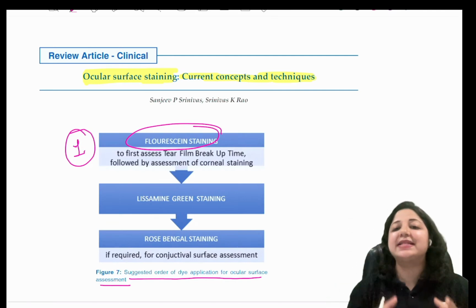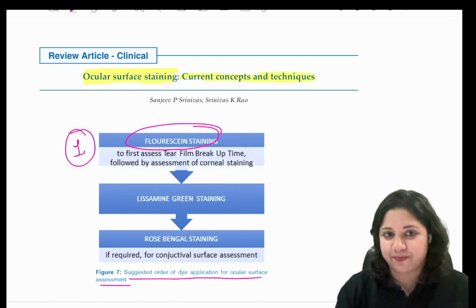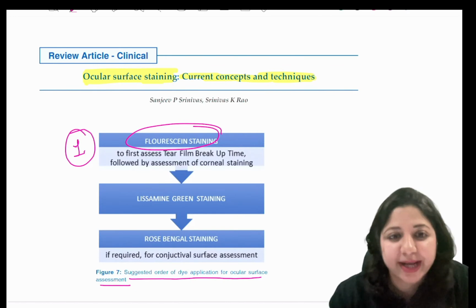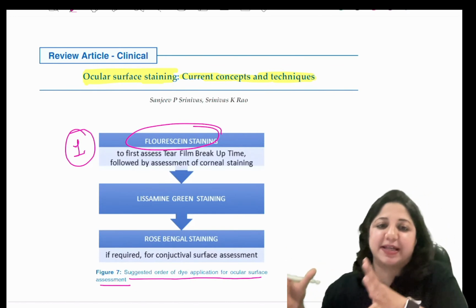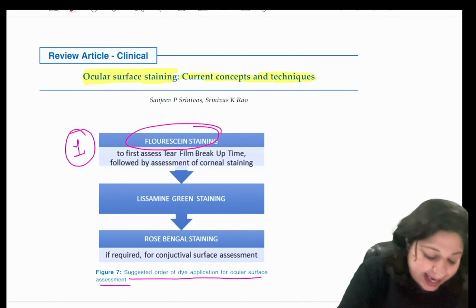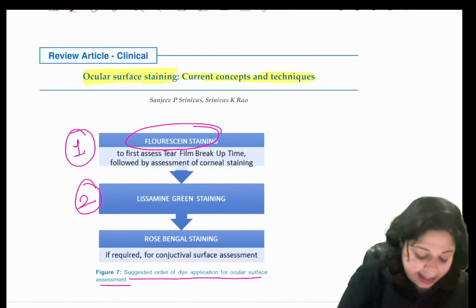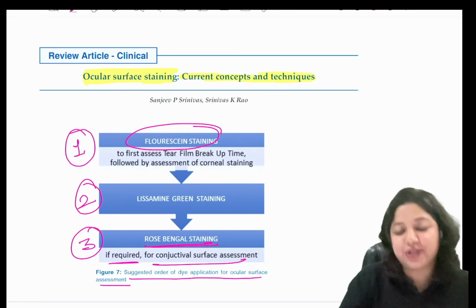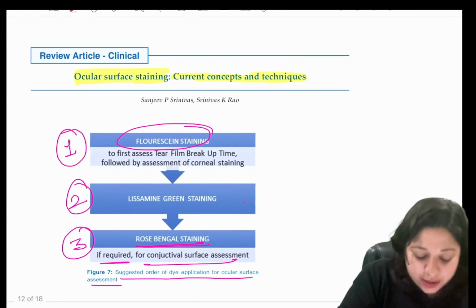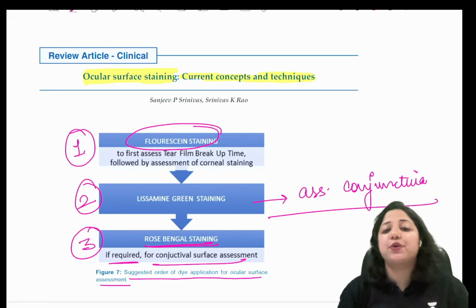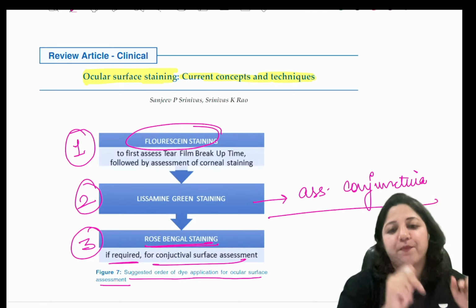So I told you this is the answer to all the confusion. The first was fluorescein staining to first assess the tear film breakup time, followed by assessment of the corneal staining and also the conjunctiva. The second was lissamine green staining, and third was the rose bengal staining if required for conjunctival surface assessment, because lissamine is actually assessing the conjunctiva. So this question was a direct take from this paper.